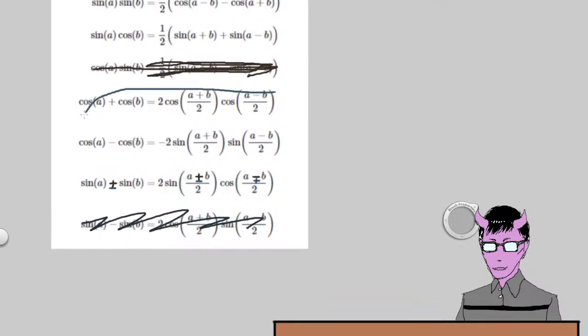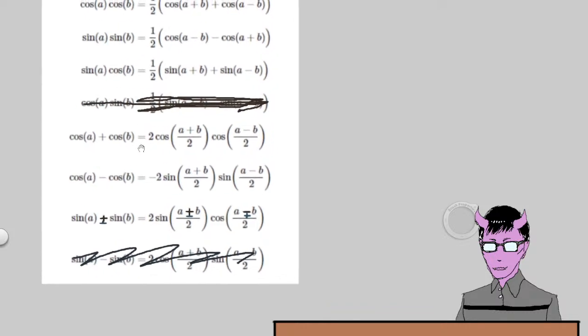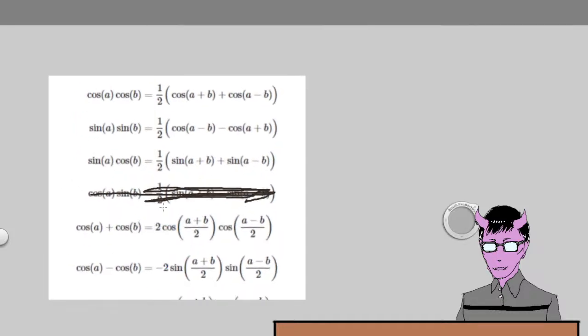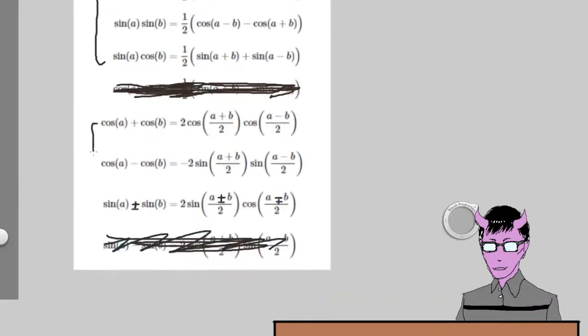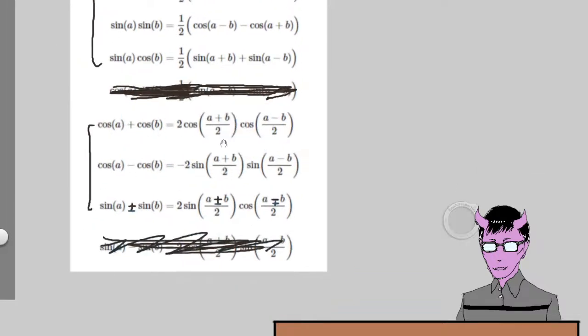And then these ones, I think we have no choice but to memorize those, or at least have them handy to reference. And again, I don't know why this one is written right here. We don't need it. So these three should be enough, and those three should be enough. And those are the ones we're dealing with.